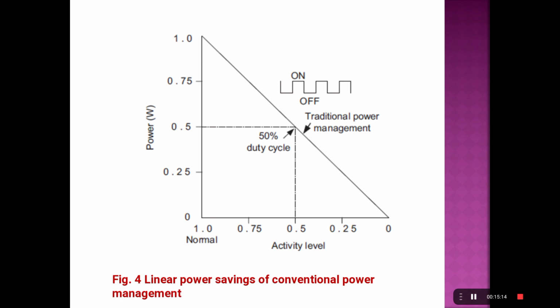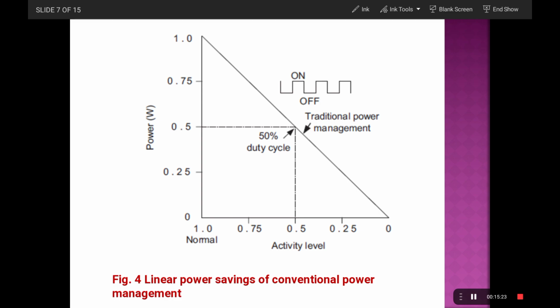This is the linear power savings of the conventional method. Generally, the y-axis represents the power, and the x-axis is the activity. Activity level means the corresponding condition of the device. When it is in an active condition, say the activity level is 50%, at that time you have to turn on the corresponding power signal. If the activity level is very low, at that time you have to apply power only half the time.